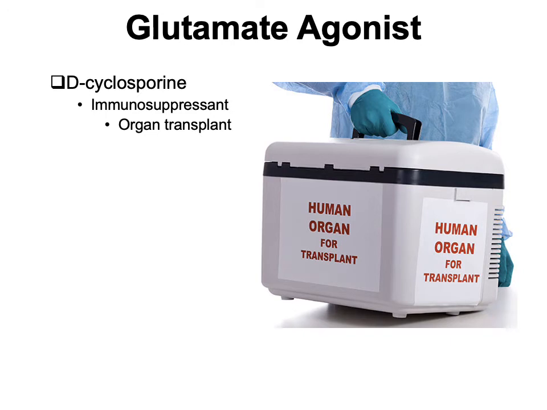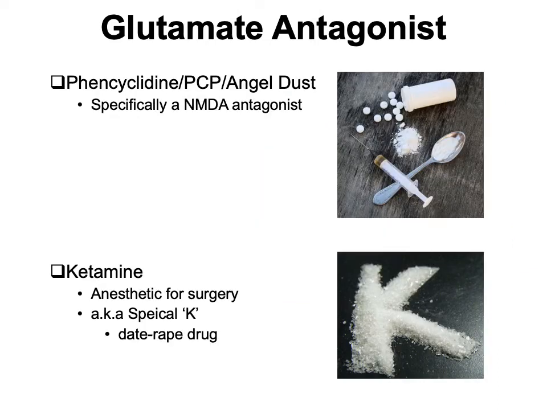I could only find one drug that was a glutamate agonist. I'm sure there are more, but the drug I found was D-cycloserine, which is an immunosuppressant type drug used for organ transplant individuals, so they would not reject the new tissue. I was able to find several glutamate antagonists. I'm just going to name a few here. One is phencyclidine, also known as PCP or angel dust, and it specifically targets NMDA receptors.